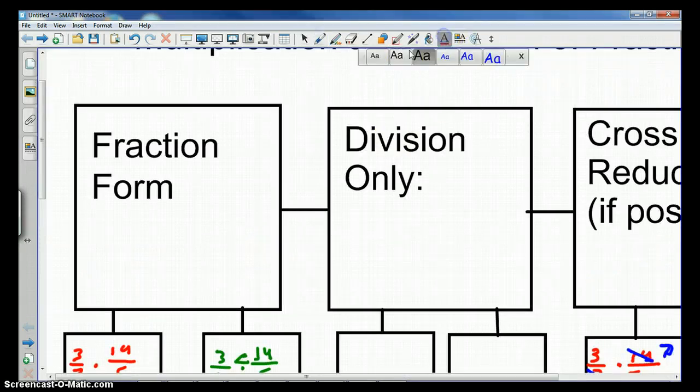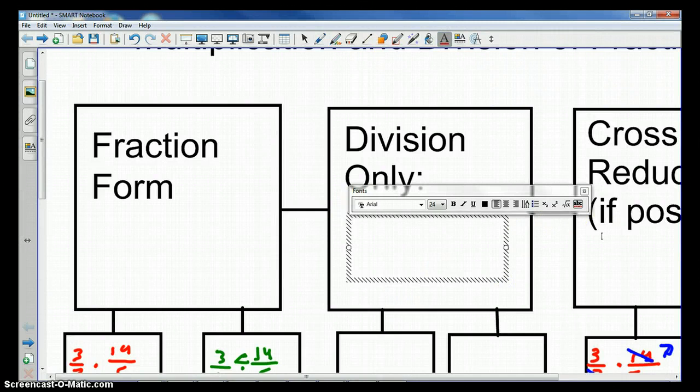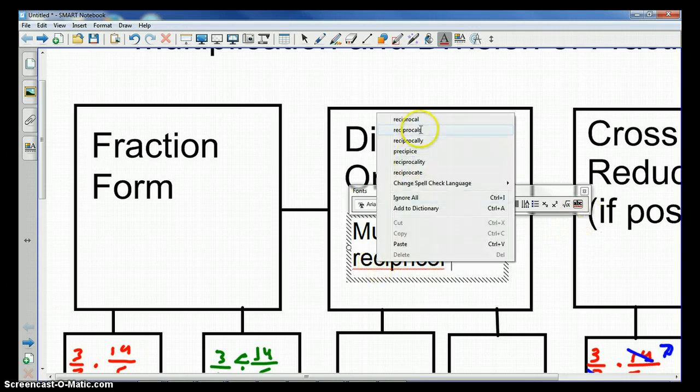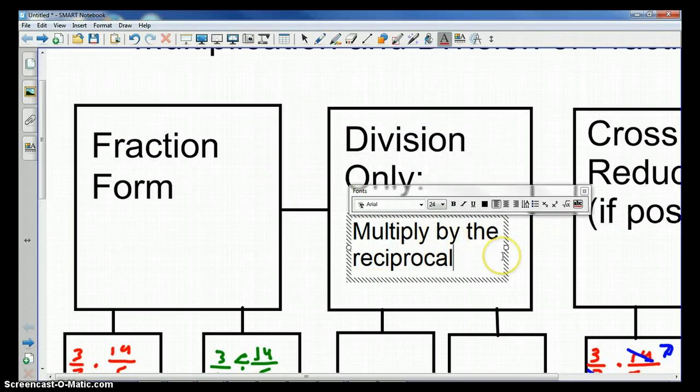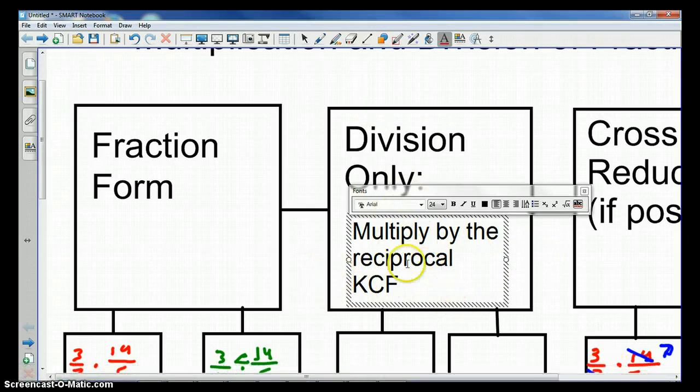Now a lot of you already know this next step, but just for those of you who don't, the one division only step is we change it to multiplication, but we multiply by the reciprocal, which I spelled wrong, sorry. All right, that's better. A lot of people will remember things like keep, change, flip, or something like that. You keep the first number, change, then flip. It's better to remember this word reciprocal.